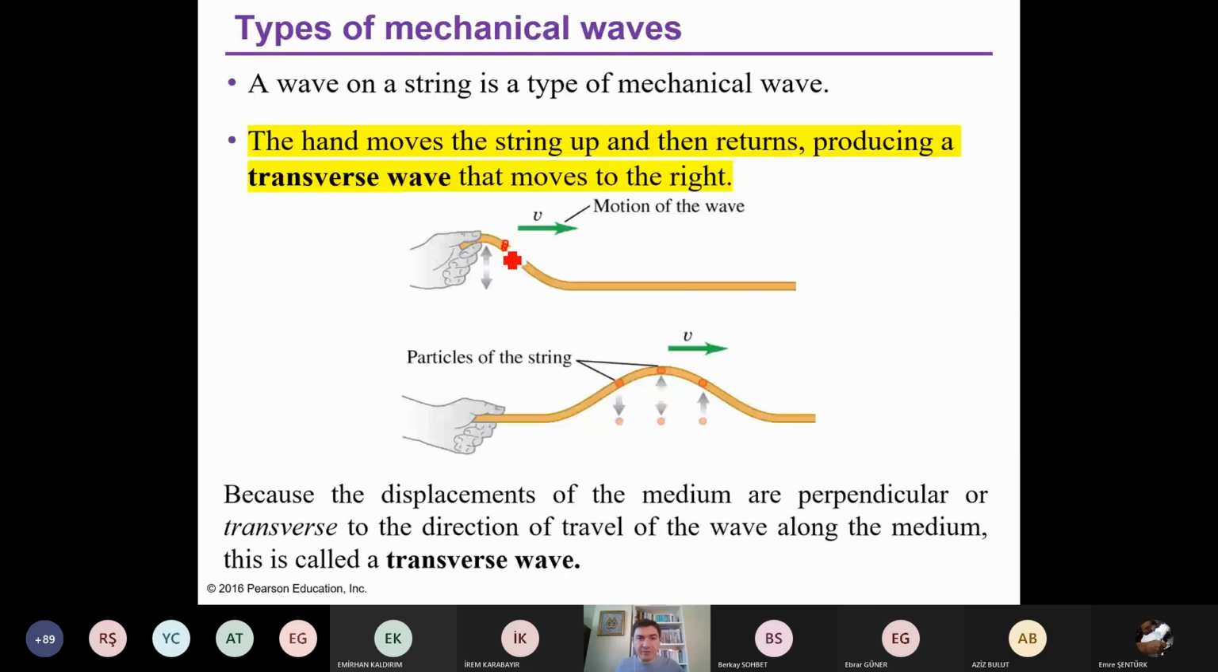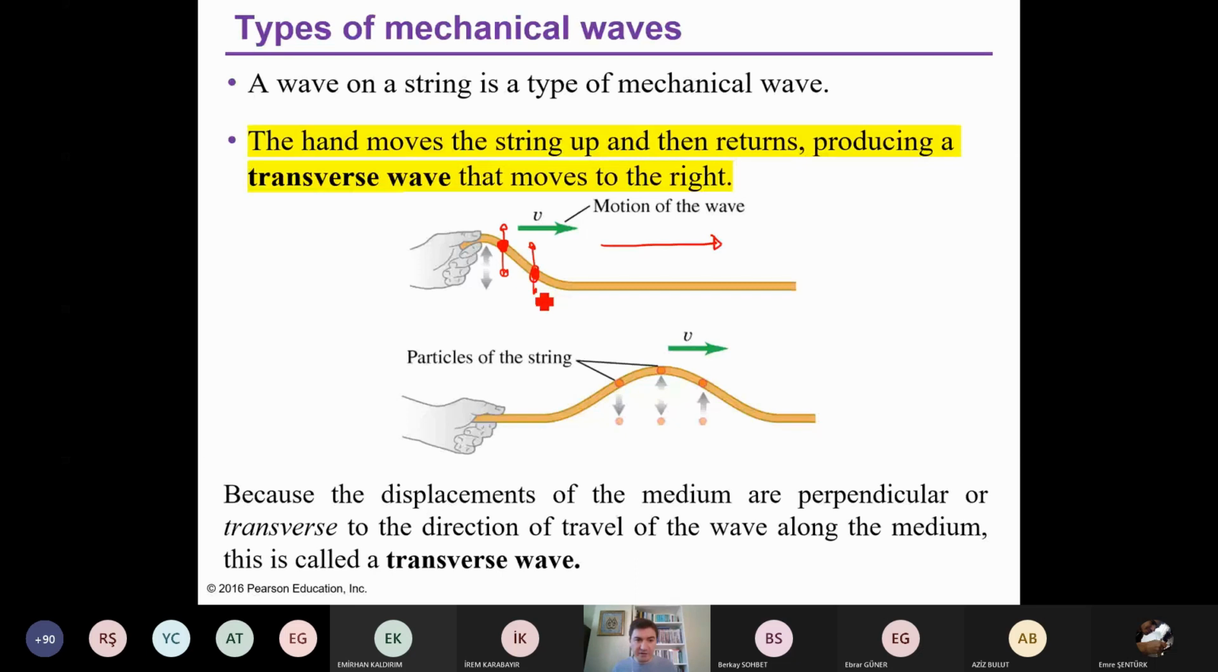Here, just consider we have a particle. On the top figure, I put a particle with red color, okay? So what do you see? What is the position of this particle? This particle moves up and down, okay? This is the motion direction of the wave, okay? The wave travels to the right, but the particles on the string do not move to the right. They stay at the same position, but they move up and down, okay? Here, if you have a particle, it moves up and down.